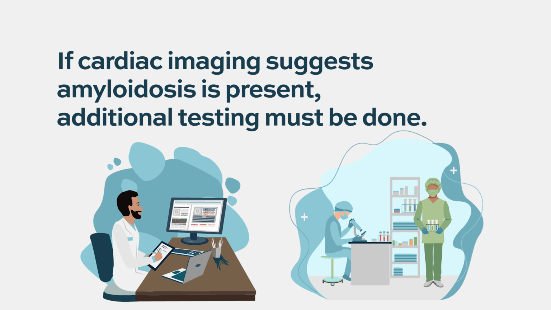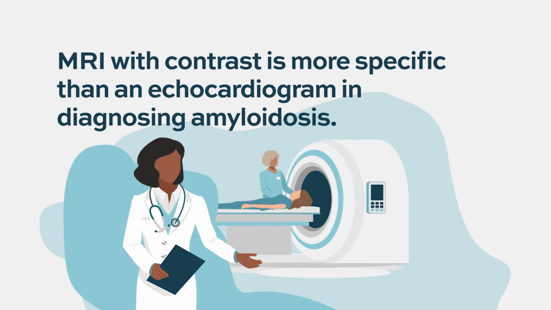One type of heart imaging that is a little bit more specific is an MRI with gadolinium. This shows a characteristic enhancement pattern that's pretty specific for amyloidosis. And so that can help secure a diagnosis of cardiac involvement.